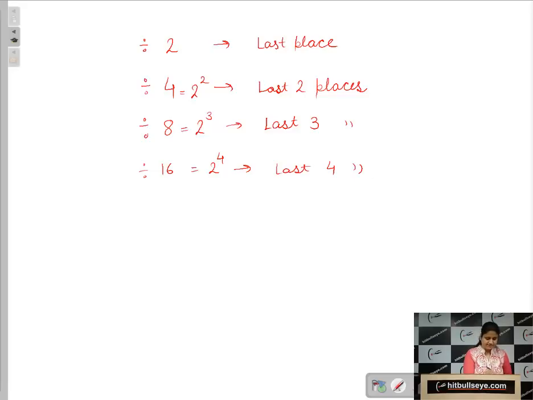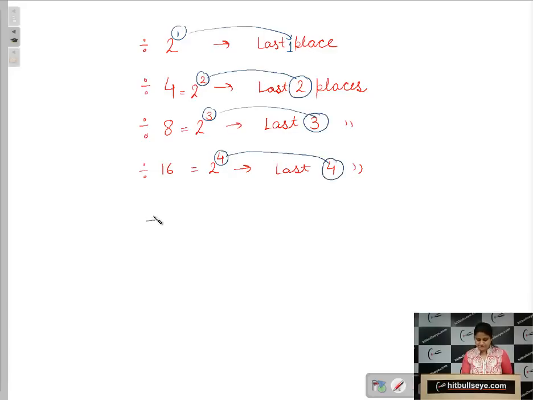Now you can set the correspondence here. This one corresponds to this one, 2 to this 2, 3 to this 3, 4 to this 4. So I can generalize that whenever you want to check the divisibility for 2 raised to power n, you will check the last n places. I think that is clear.